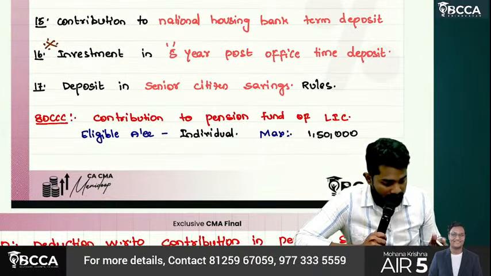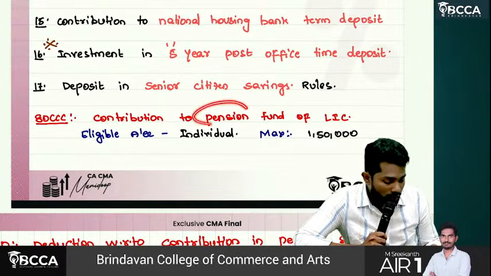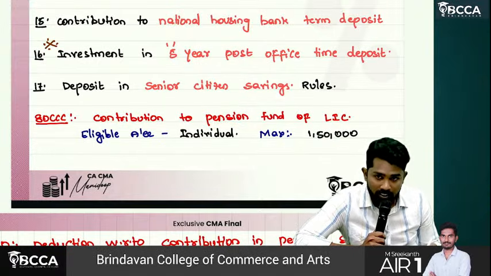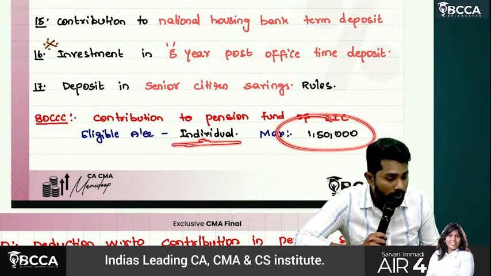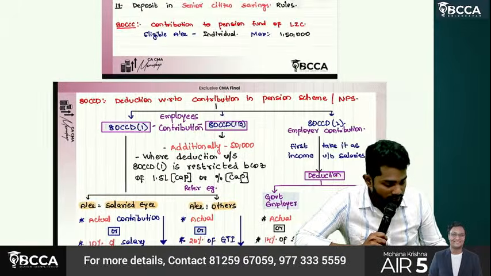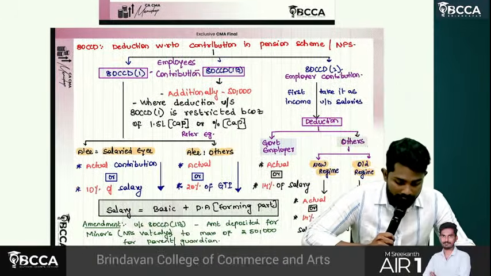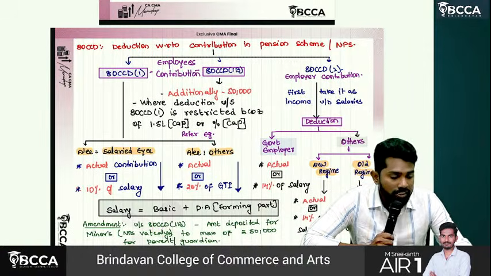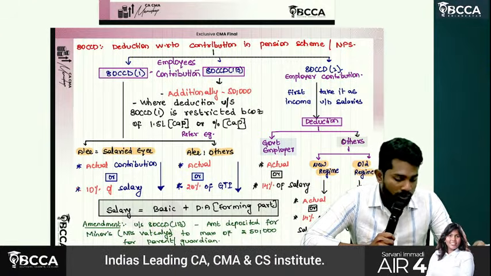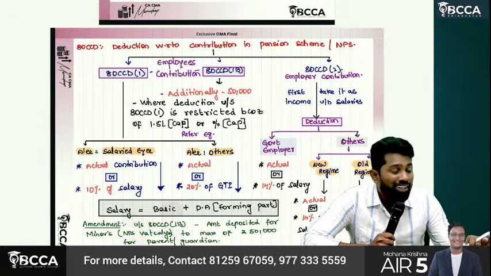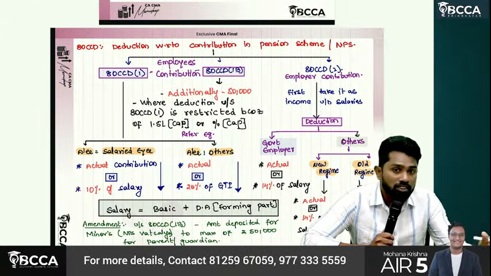Then 80CCC. What is 80CCC, sir? Contribution to pension fund of LIC. Eligible assessee is an individual, maximum 1,50,000. Then we discussed 80CCD. What is 80CCD about? Contribution to pension scheme, NPS, and the newly added one is the NPS Vatsalya account also.